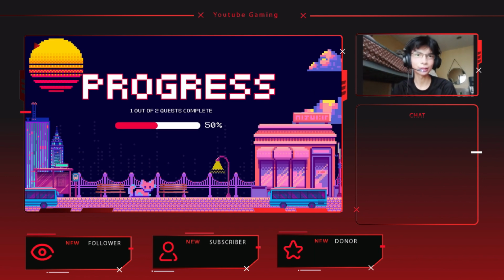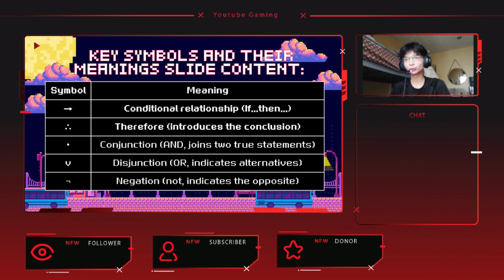Now we have discussed Module 4 thoroughly, let's now transition into Module 5. Good job for making it halfway through our discussion. This module builds upon what we've learned by introducing basic deductive argument forms. Before diving into new content, let's take a moment to explain some key symbols that will guide us through this lesson.